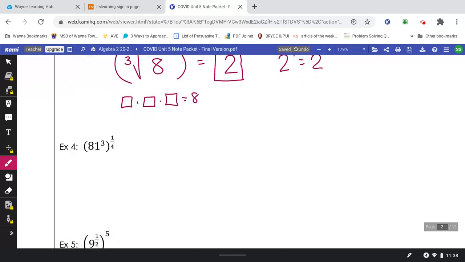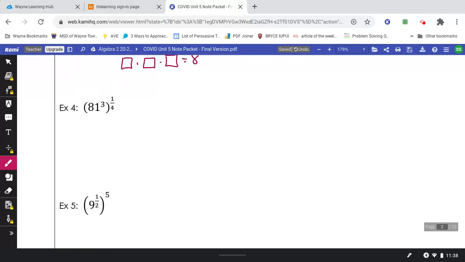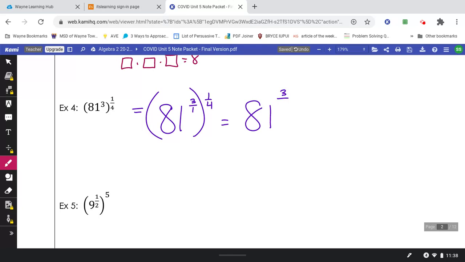The last 2 problems I want to do with you involve 2 exponents. So what we're going to do is start by combining those 2 exponents. So you have 81, and then you have 3. I'm going to go ahead and put that 3 over 1 to make it look more like a fraction, so that it's more lined up with my 1/4. And then I'm going to multiply my numerators together, 3 times 1. I'm going to multiply my denominators, 1 times 4. And now I'm back to a type of problem I know how to do.